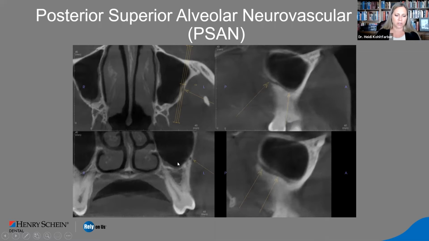You want to measure exactly where it is from the inferior aspect of the floor so we can try to avoid it. Now, I talked a little bit about neurosensory deficits. It may not always cause neurosensory deficits, but it certainly, if we were to clip this by accident, is going to bleed quite a bit. And that's going to impinge your ability to visualize the surgical area as well. So if possible, we would like to avoid that again.